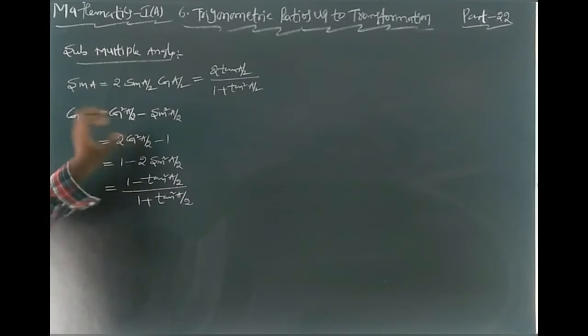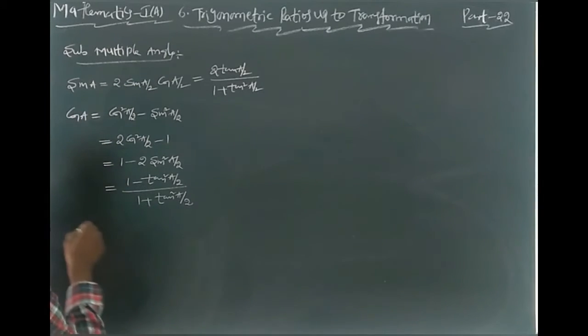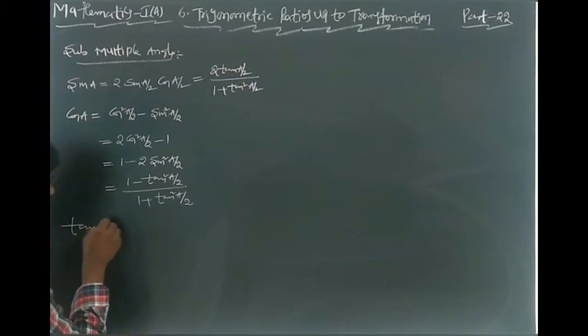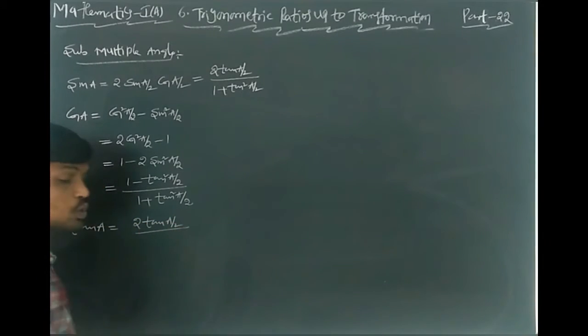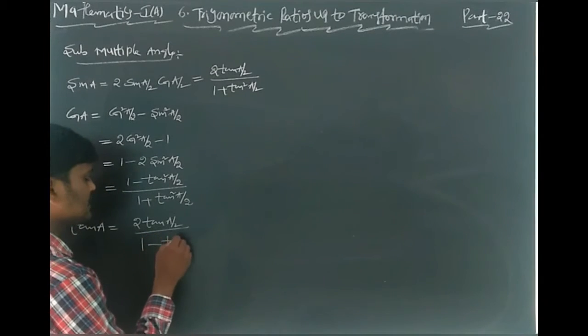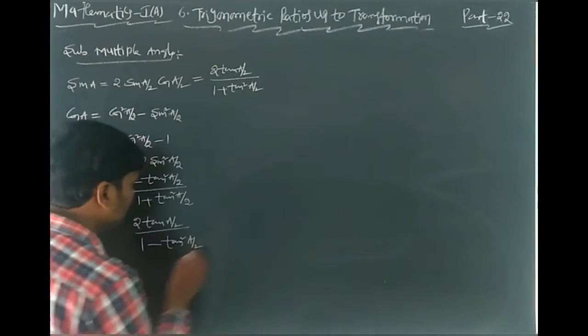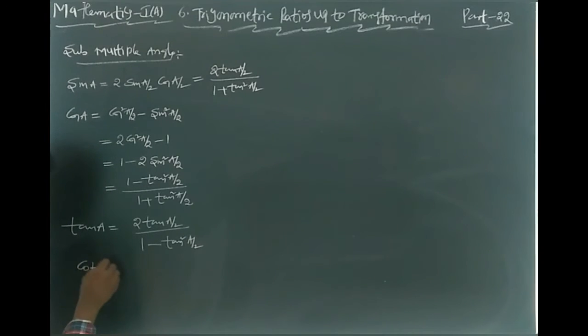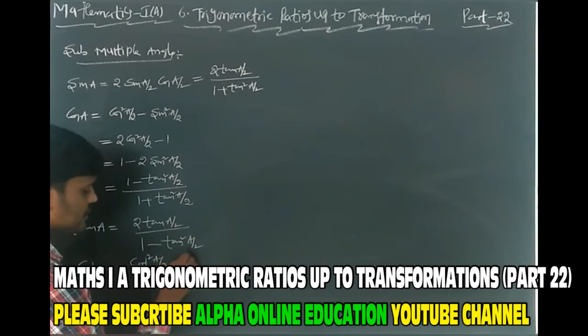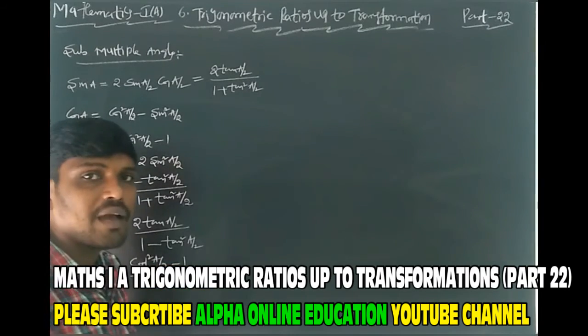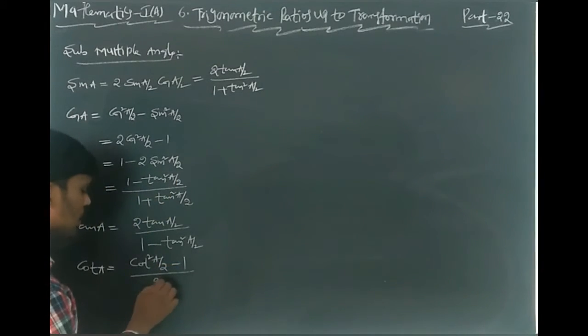Submultiplying this is a cos. After that it goes to tan. Tan a is equal to 2 tan a by 2 by 1 minus tan square a by 2. Similarly, cot a is equal to cot square a by 2 minus 1 by 2 cot a by 2.